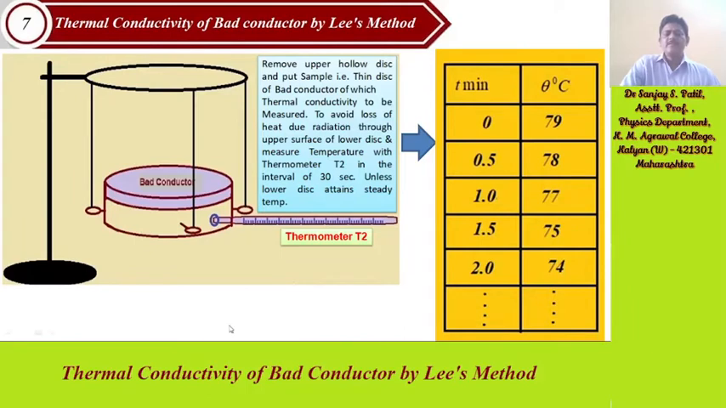So these readings are to be noted in tabular form like this. For 0 minute, or 0 second, the temperature is to be noted like this. After 0.5 minute, after 1 minute, after 1.5, 2 minutes, like this, the temperature is to be noted continuously.